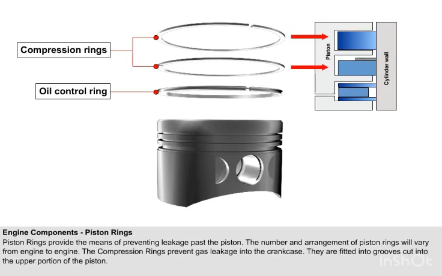The compression rings prevent gas leakage into the crankcase. They are fitted into grooves cut into the upper portion of the piston. Gas passing down between the piston and the cylinder wall forces a compression ring down into its groove and outwards against the cylinder wall. A small amount of gas will pass the top ring, so a second and sometimes a third compression ring is fitted.